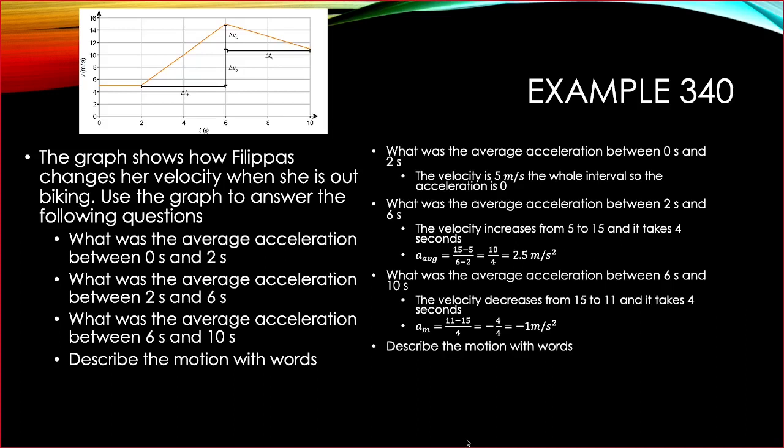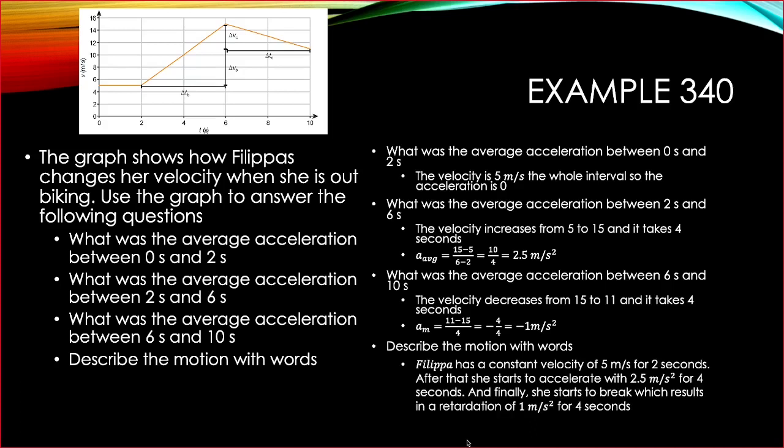And now describe the motion with words. We have an infinite number of ways of doing it, but this is my approach. So Filippa has a constant velocity of 5 meters per second for 2 seconds. After that, she starts to accelerate with 2.5 meters per second squared for 4 seconds. And finally, she starts to brake, which will result in a retardation of 1 meters per second squared for 4 seconds. That's one way to describe it.